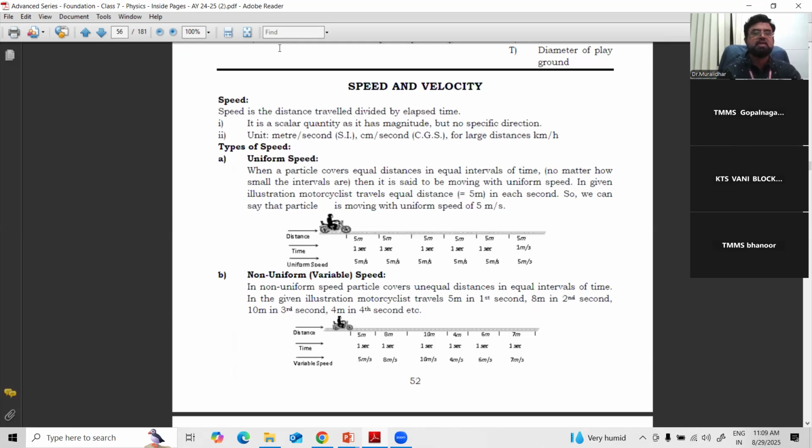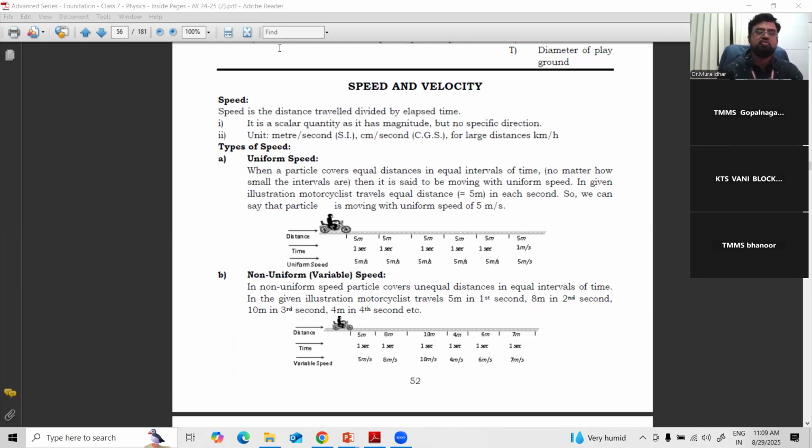Okay, so what is the difference here? Speed is nothing but distance by time. Velocity is nothing but displacement by time. That's all. Distance by time and displacement by time. So speed is a scalar quantity, velocity is a vector quantity. But there are different types of speeds, like uniform speed, non-uniform speed, average speed, and instantaneous speed.